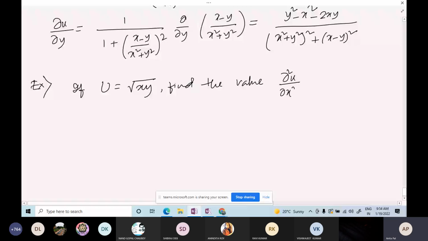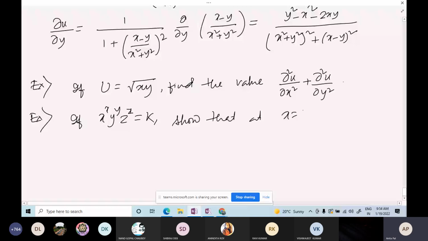Find this value. These two questions you do it. z to the power z equals k. Show that at x = y = z, del²z/del x del y equals minus x log ex minus 1. Okay, these two. Just give me a moment.